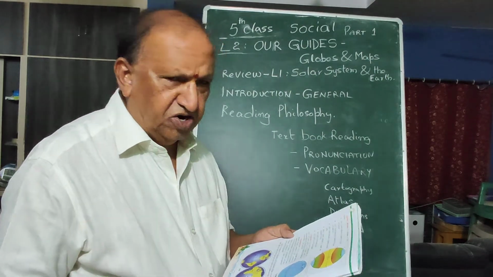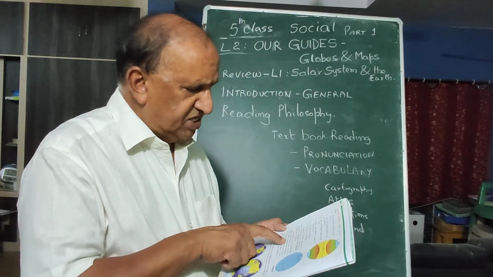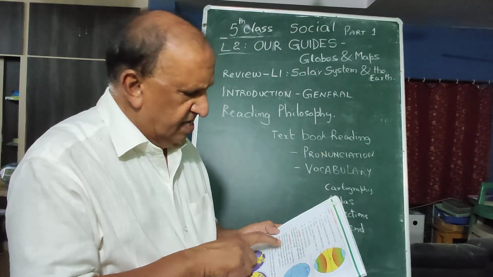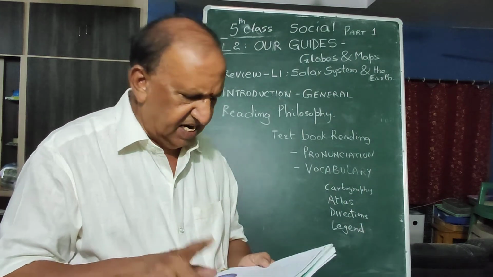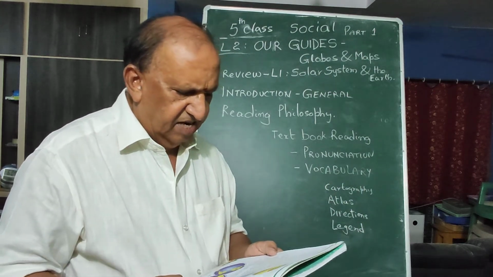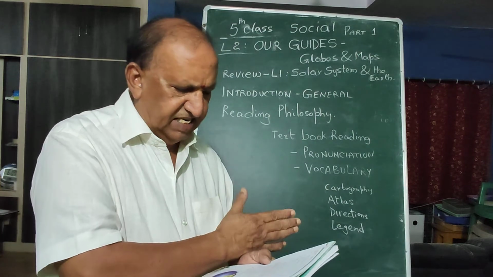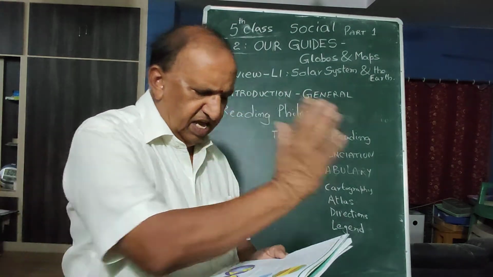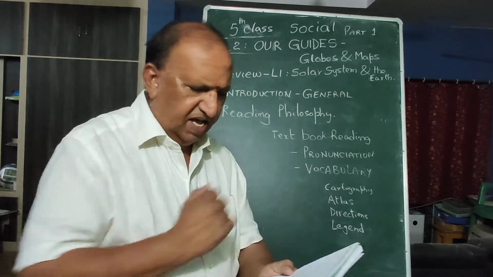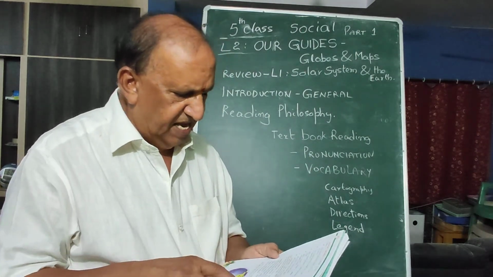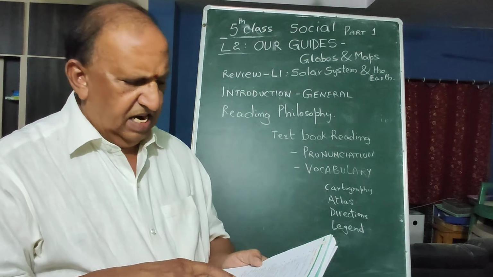Prime meridian: the 0 degrees longitude which passes through Greenwich near London is called the Greenwich longitude or prime meridian. The prime meridian divides the world into two regions: the eastern hemisphere on the right hand side and the western hemisphere on the left hand side. In each hemisphere there are 180 degree longitudes.